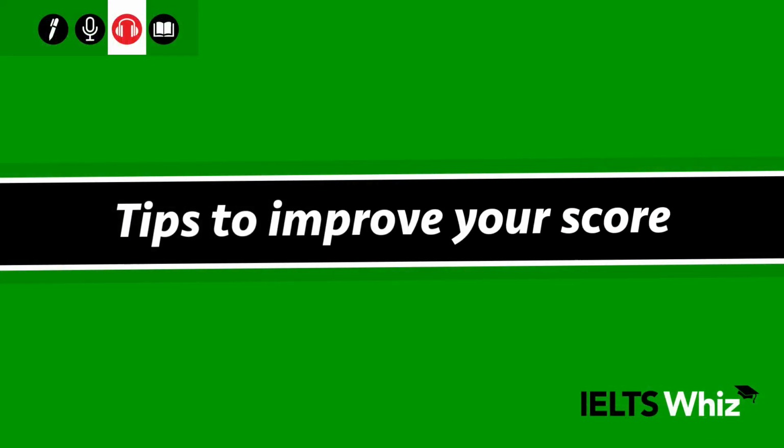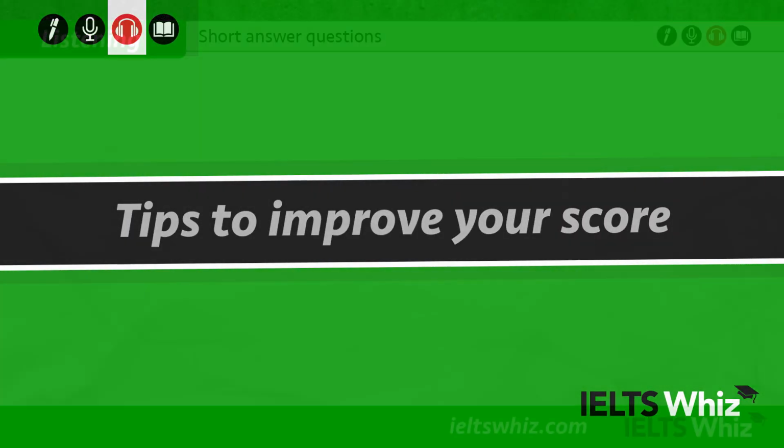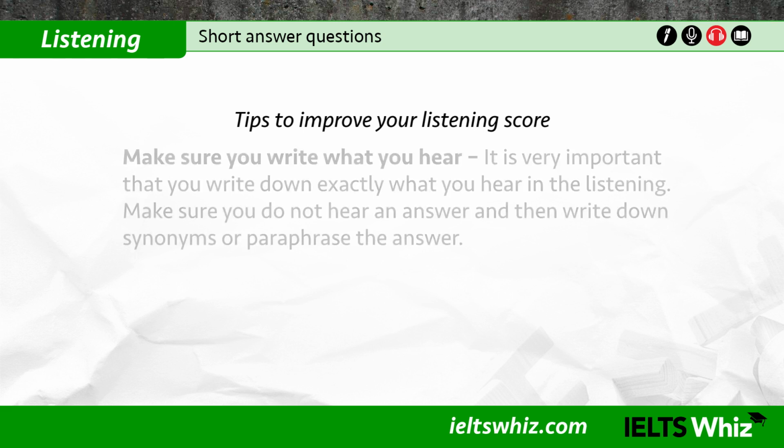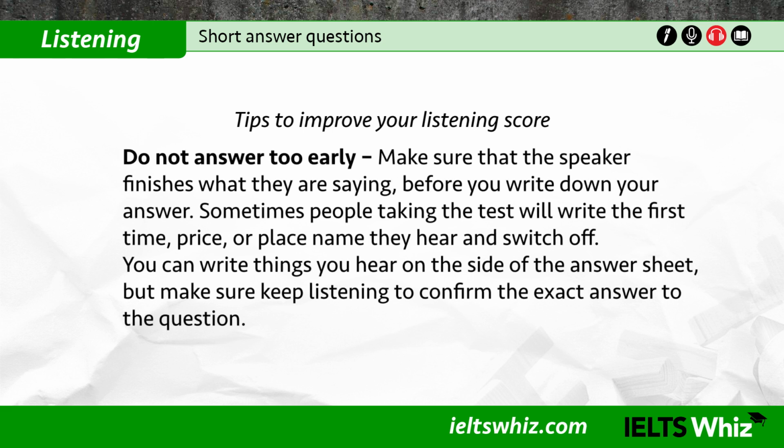Let's look at some tips to help improve your score. Make sure you write what you hear. It's very important that you write down exactly what you hear in the listening. Make sure you do not hear an answer and then write down synonyms or paraphrase the answer. Do not answer too early. Make sure that the speaker finishes what they are saying before you write down your answer.